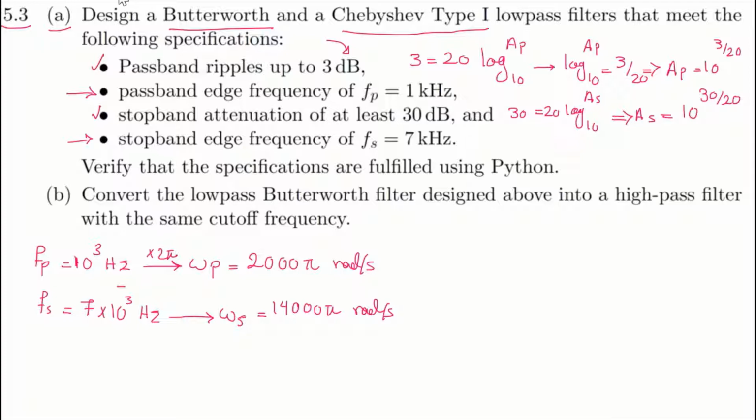Now we have all the requirements we need. So let's design the Butterworth filter first. Let me put everything here. AP equals 10 to the power of 3 over 20. AS equals 10 to the power of 30 over 20. Omega p equals 2000 pi radian per second, and omega s is 14,000 pi radian per second.